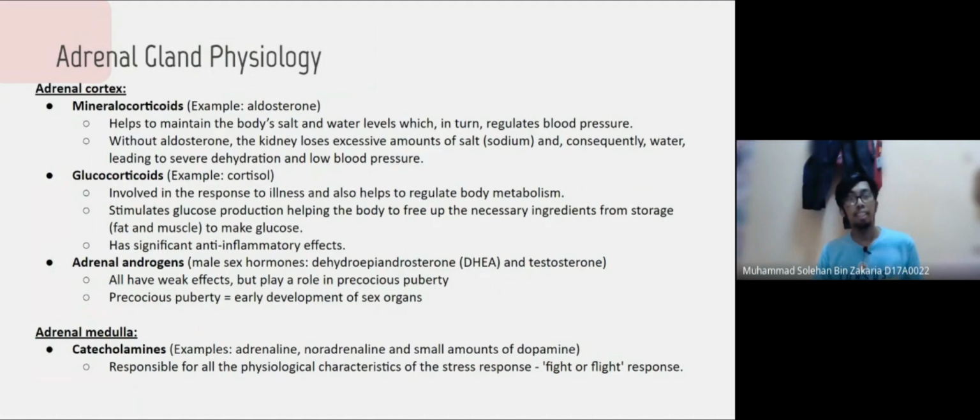While the third hormone produced by the adrenal cortex would be the adrenal androgens such as DHEA and testosterone. They have weak effects. However, they also play a role in precocious puberty, which is a development of sex organs. Now, for the adrenal medulla, they mainly produce catecholamines, which, long story short, help in your fight and flight response, or flight and fight response.